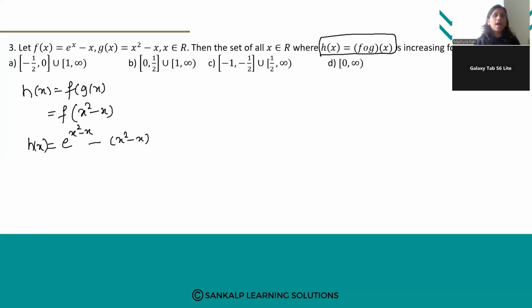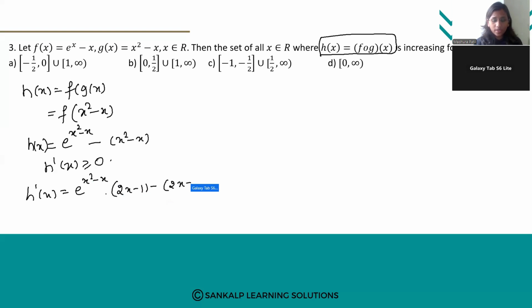Now they say that h of x is an increasing function. That means h dash of x should be greater than or equal to 0. So we have to find the derivative of h. The derivative of e to the power x square minus x is e to the power x square minus x times 2x minus 1, and similarly the derivative of the other term is 2x minus 1. Now we can take 2x minus 1 common from both terms. What remains is e to the power x square minus x, minus 1.